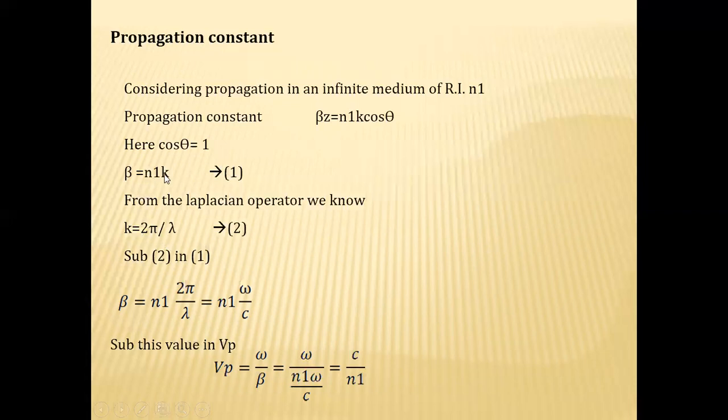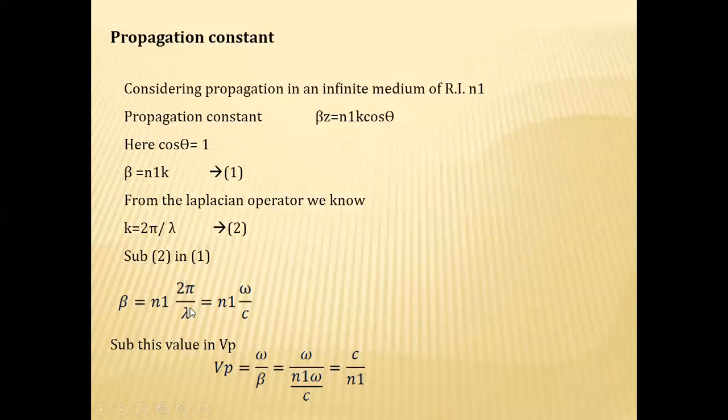Now substituting k equal to 2 pi by lambda in equation 1, we will get beta equal to n1 into 2 pi by lambda. We know the relation between lambda and frequency, that is lambda is equal to c by f. So here we will get 2 pi f n1 divided by c.